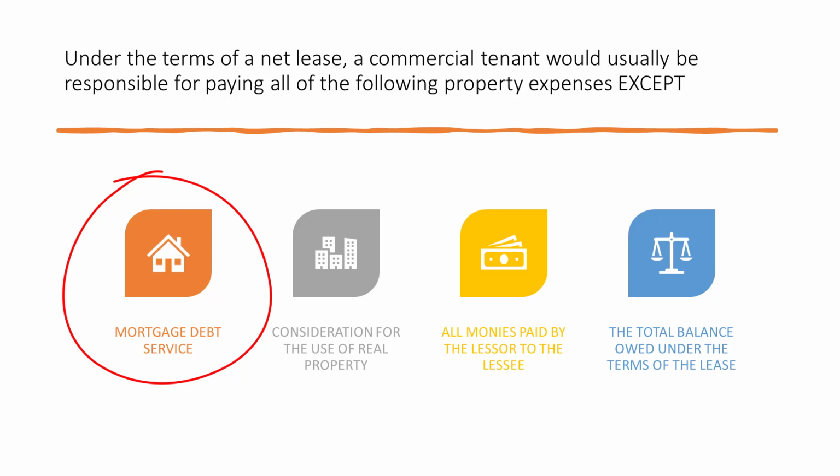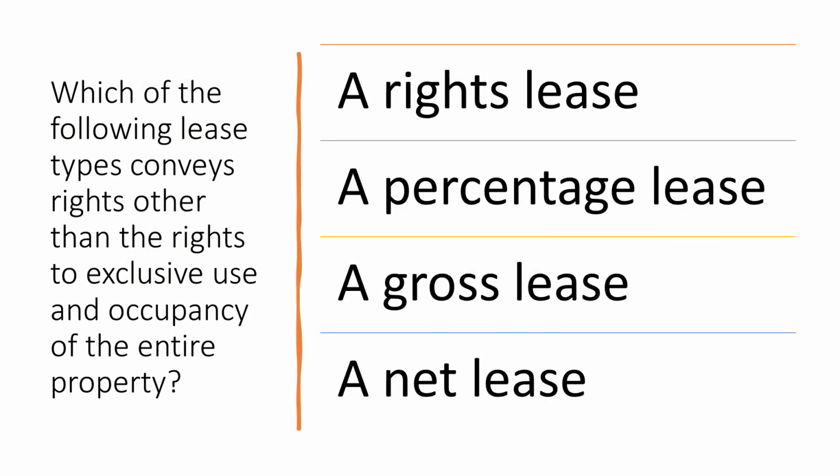Our next question. Which of the following lease types convey rights other than the rights to exclusive use and occupancy of the entire property? A. A rights lease. B. A percentage lease. C. A gross lease. Or D. A net lease.